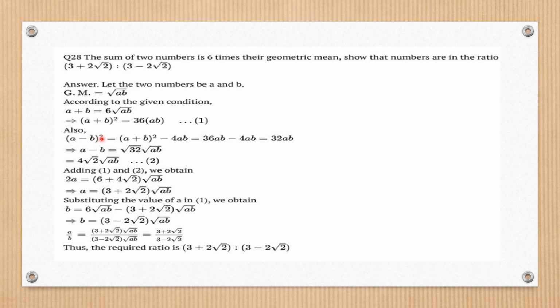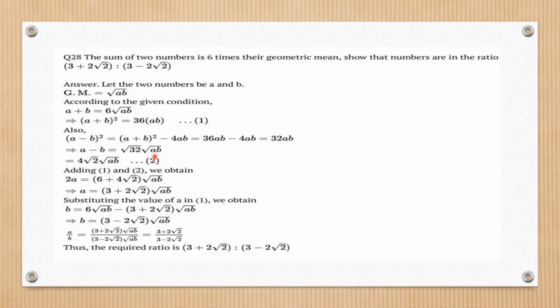So (a plus b) whole square is 36 times ab, minus 4ab, that is 32ab. As I need to find both the values of a and b, we have worked it out in many ways that whenever you have a plus b, it's better to get a minus b. So a minus b, after taking the square root, becomes square root 32 times square root ab, or we can write it as 4 root 2 root ab. This is number 2.